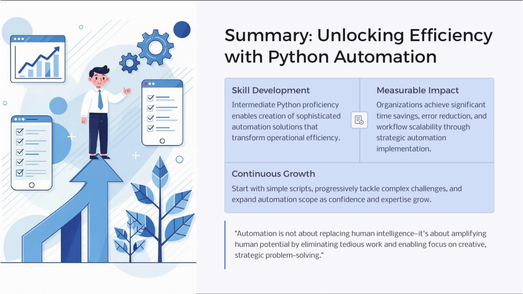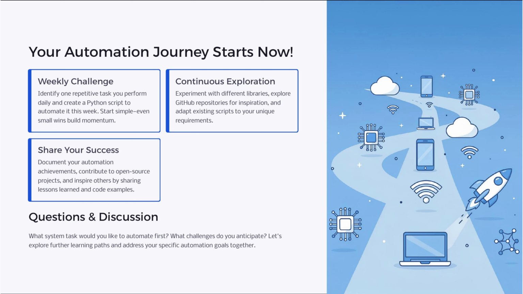Automation amplifies human potential by eliminating tedious tasks, allowing focus on creative problem solving. Identify a daily repetitive task and automate it with a Python script this week. Start simple to build momentum. Explore libraries and GitHub for inspiration, adapting scripts to your needs. Document achievements, contribute to open source projects, and share lessons to inspire others. What task will you automate first?